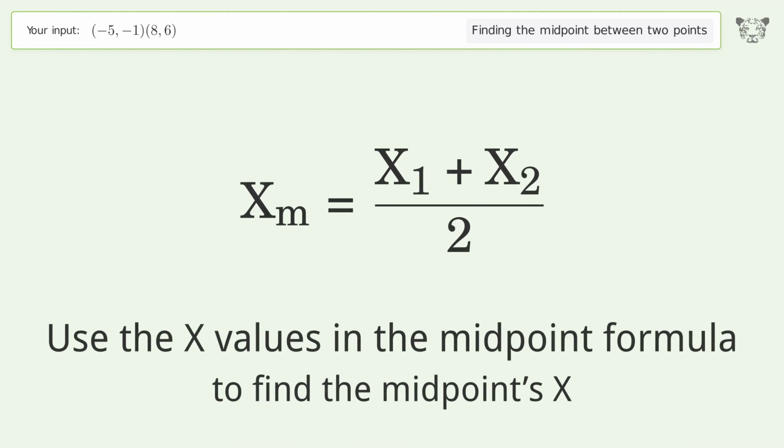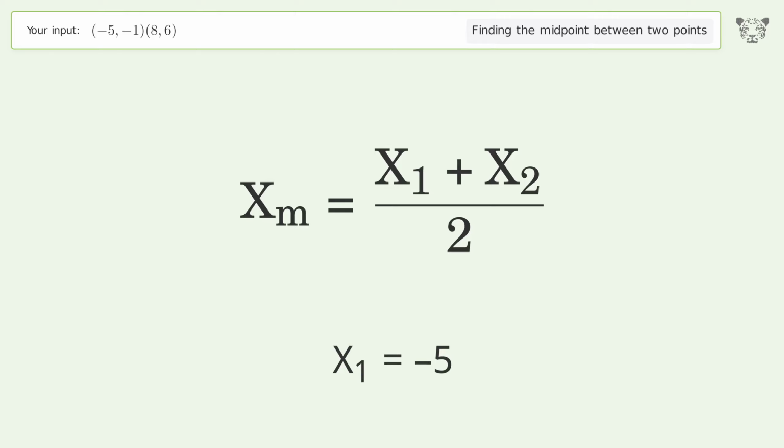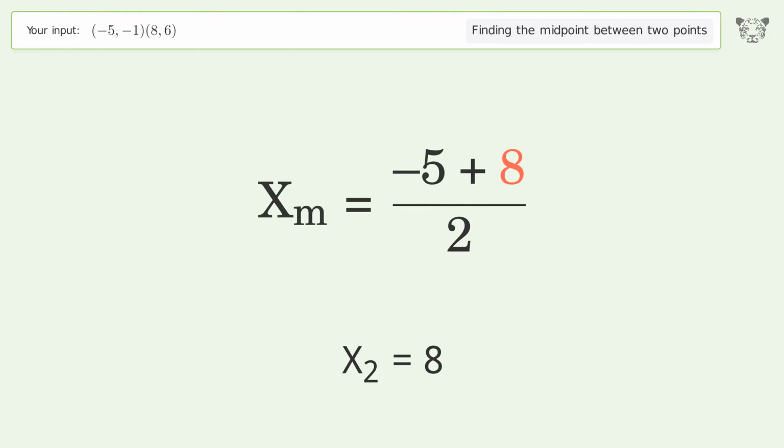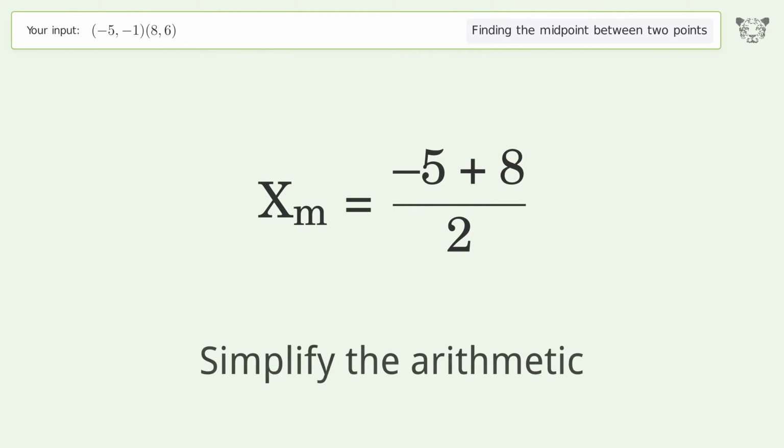Use the x values in the midpoint formula to find the midpoint's x. x1 equals -5. x2 equals 8. Simplify the arithmetic.